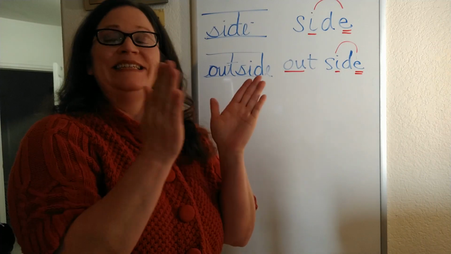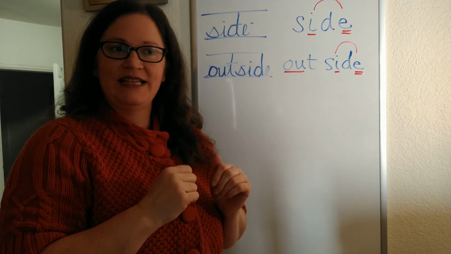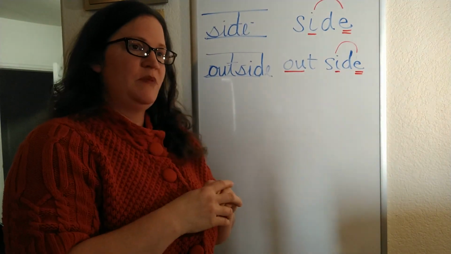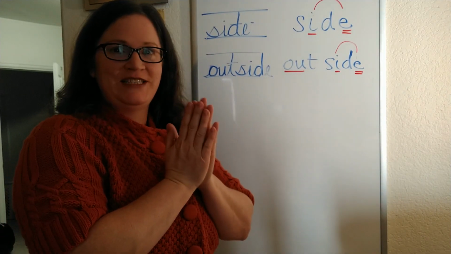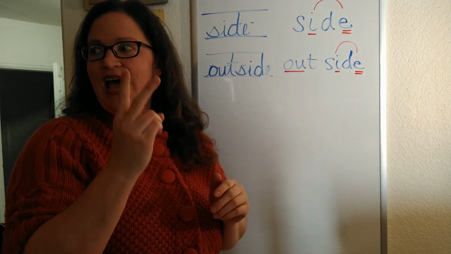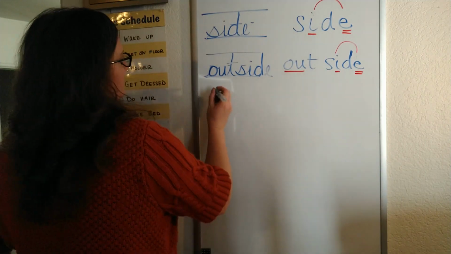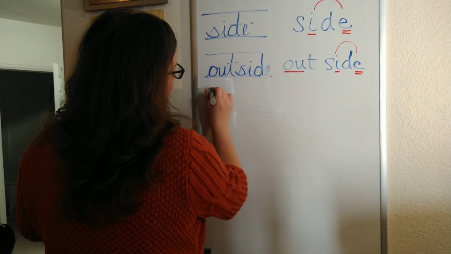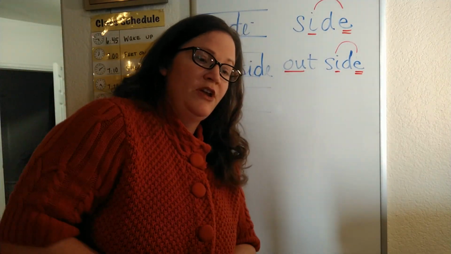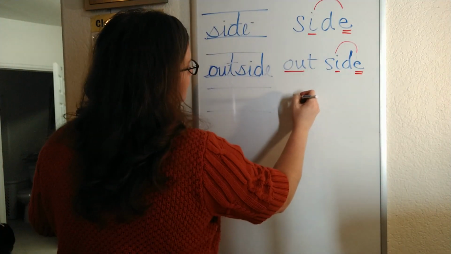Ready? Inside. First syllable in, I, N. Second syllable side, side. All right, go ahead and do it with me. Inside. First syllable in, I, N. Second syllable side, side. Okay, say it as you write it. Inside. Very good. Okay, say it for me. Inside.